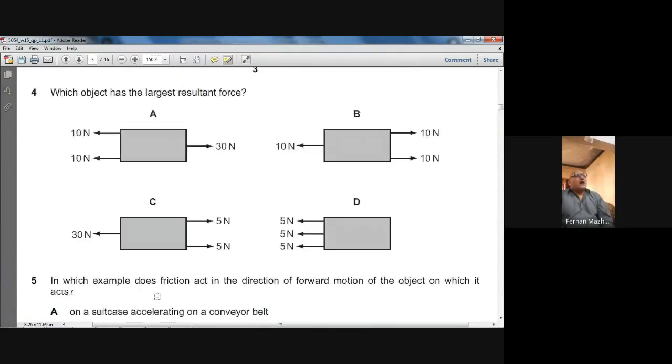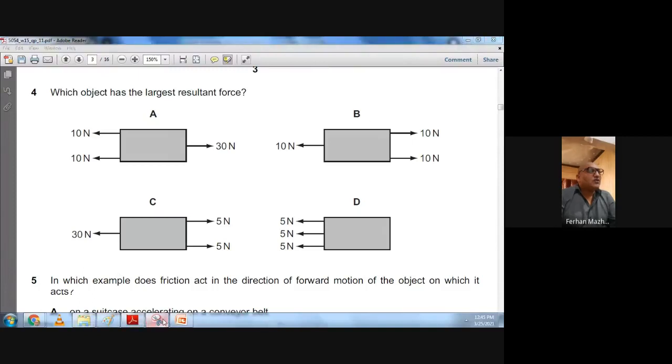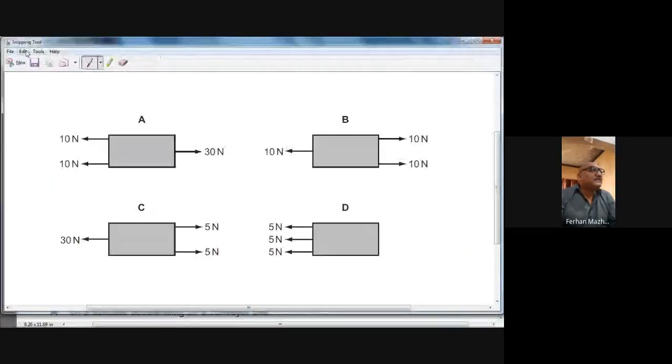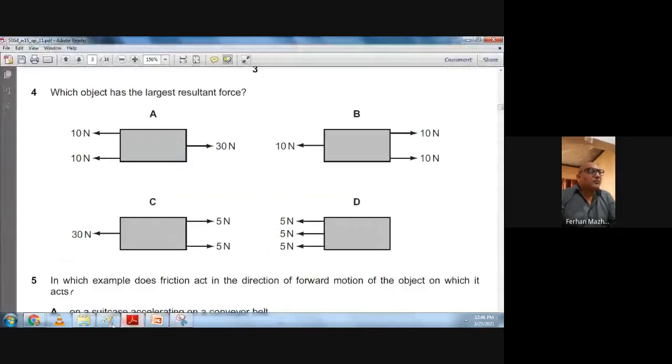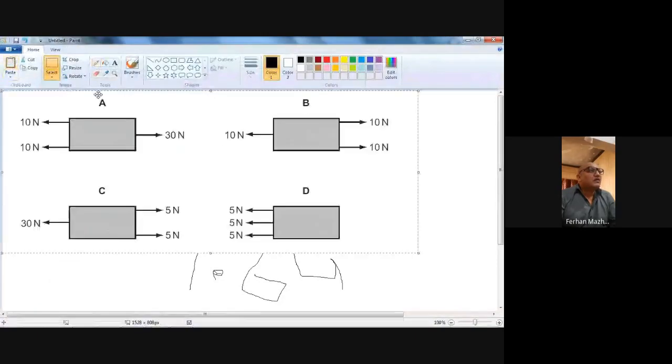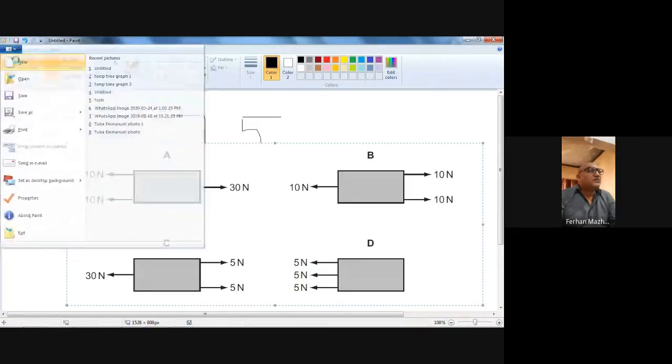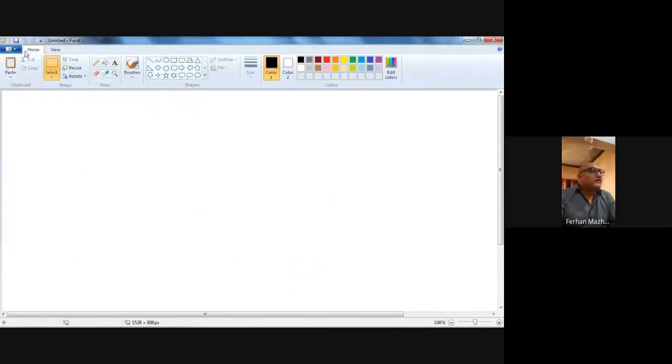Here we come. Which object has the largest resultant force? Okay, so you can see here there's a force applied. Let me copy it from here so I can explain it to you. We will paste it in the paint, and we'll see where the resultant is the largest.